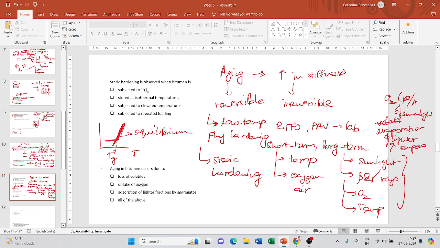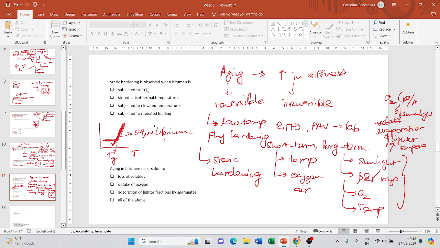Now below this glass transition temperature, the material is not in a mobile state. The mobility of the material, or the molecules in the material, is highly restricted below this glass transition temperature, but it will try to come to its equilibrium state. So there is a constant reorientation of the molecules below the glass transition temperature.